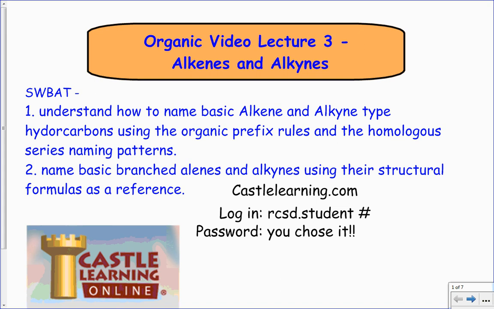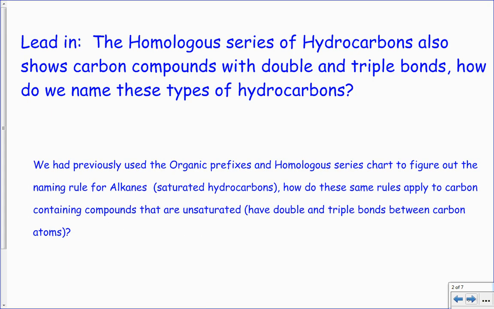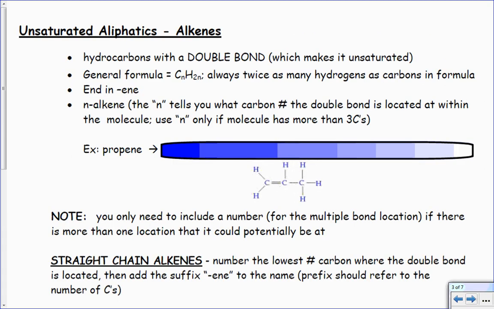Today, basically, we're just going to deal with double bonds and triple bonds and some rules associated with those. Okay, so we've done the first part of the homologous series. Now we're going to get into single or double bonds and triple bonds. So here we go. Now, remember, aliphatics just means it's a chain, it's a line. Unsaturated means it doesn't have as many hydrogens as it should.